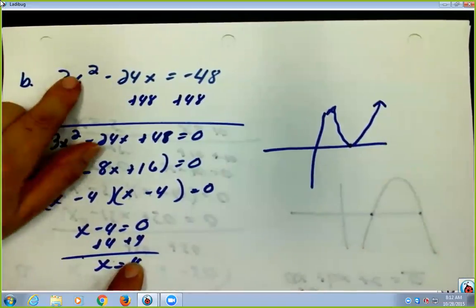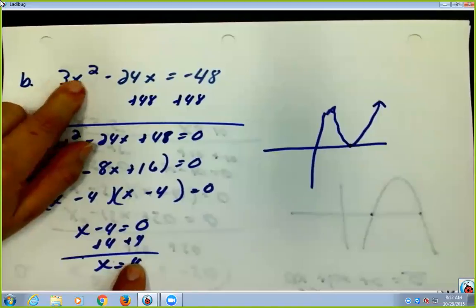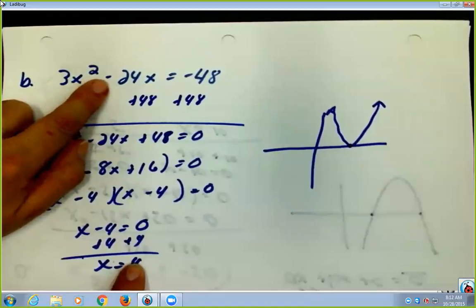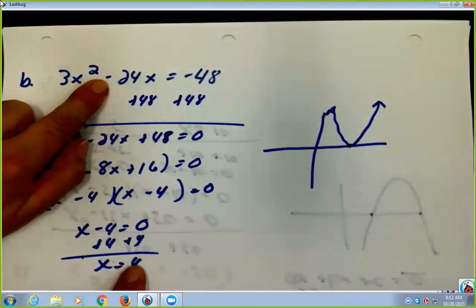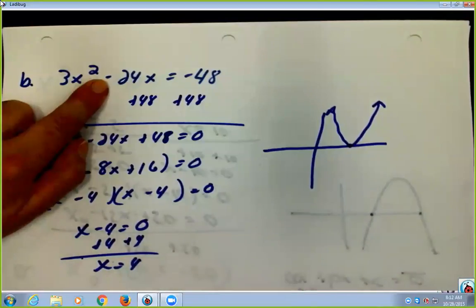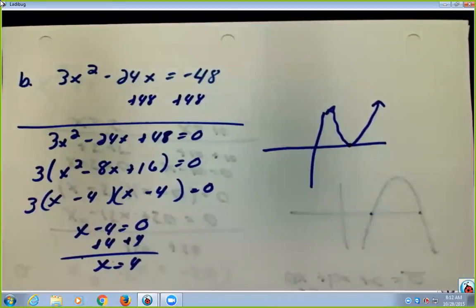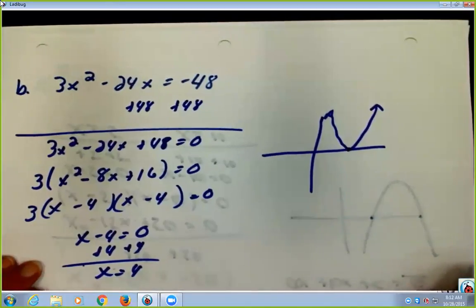Does 4 make it work? 4 squared is 16 times 3 is 48. Negative 24 times 4 is going to give me 96, and 48 minus 96 is negative 48. Subtract the 2, and we probably will get our negative 48 with this one. So we're good to go there too.